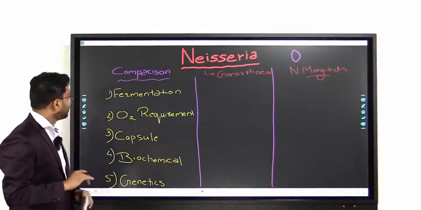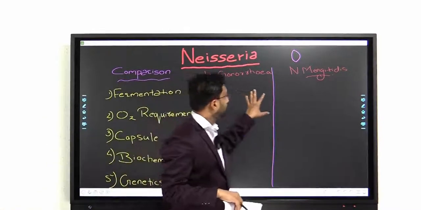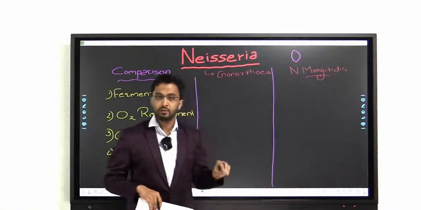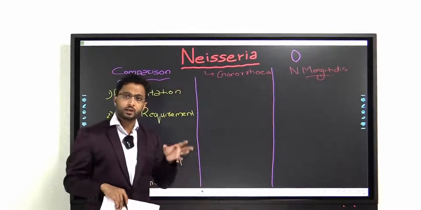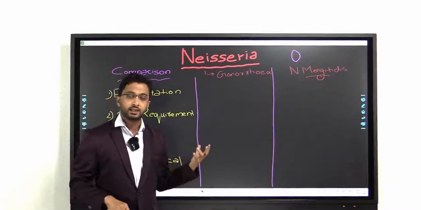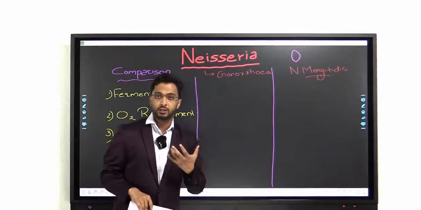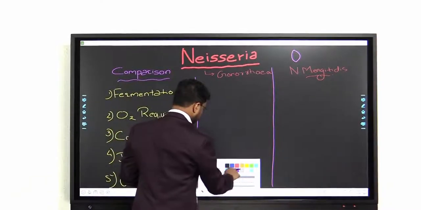So what we're going to do is compare Neisseria gonorrhoeae with Neisseria meningitidis initially, then we'll go into the details of each organism. That way, right in the beginning, you understand the difference between the two, and then we'll go into further details. Fine, so let us start.